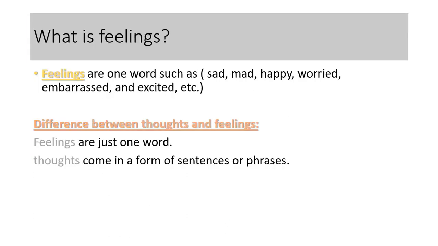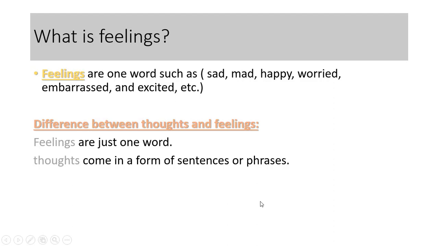And what are feelings? Feelings are usually one word. Examples are I feel bad, I feel mad, or I feel happy, worried, embarrassed, and excited. Those are feelings. And what is the difference between thoughts and feelings? Feelings are just one word, as I said above: I feel sad. But thoughts come in the form of sentences or phrases.